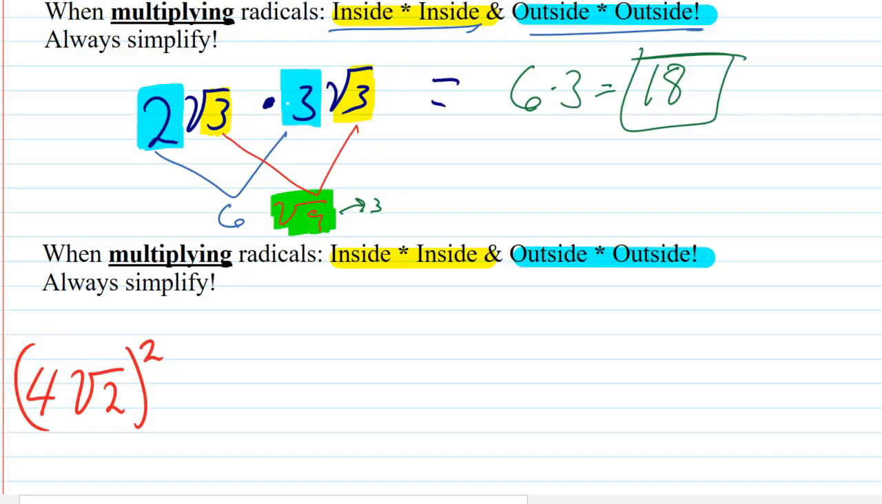Now the next one makes things confusing because people don't see an inside times an outside. When you have a square up there, write it as it should be. A square means two things are multiplying times each other.